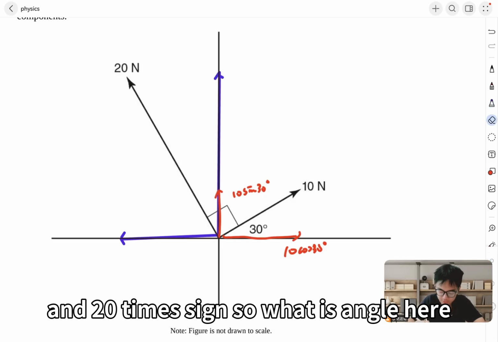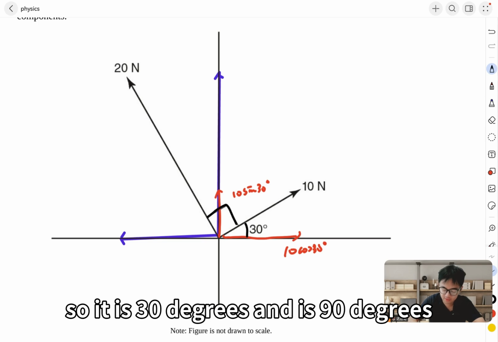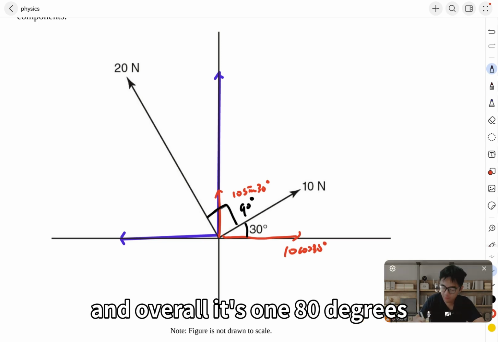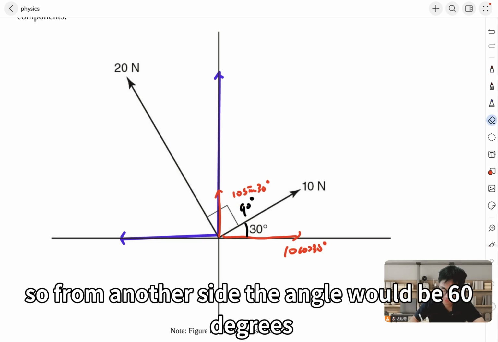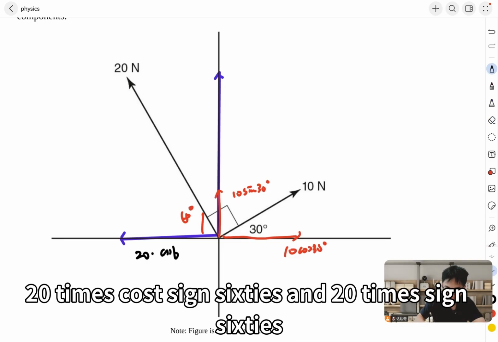So what is the angle here? You can use a bit of geometry. You see 30 degrees and 90 degrees, and overall it's 180 degrees. So from the other side, the angle would be 60 degrees. So it's 20 times cosine 60 and 20 times sine 60.